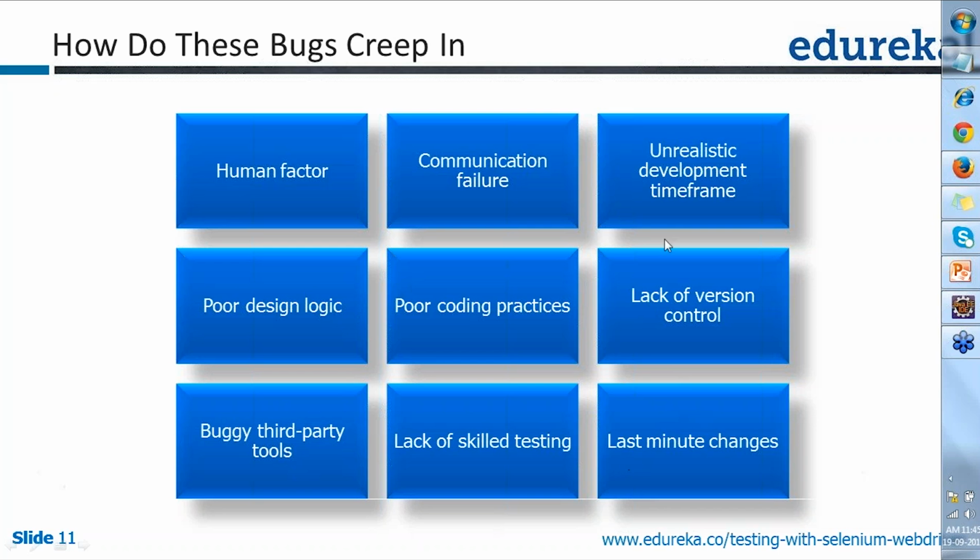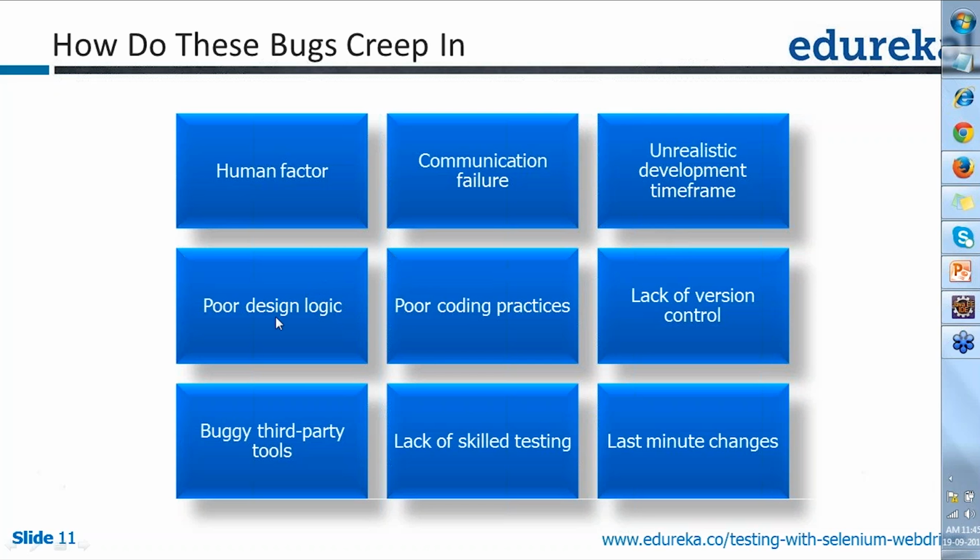These are different reasons by which a particular bug can be introduced in our system. The third reason was unrealistic development time frame. It may be due to a very tough deadline. Project stakeholders provide an unrealistic time frame to develop the product, which forces our developers to complete the project without taking care of the quality of the product. It's a very important reason by which bugs are introduced in the applications.